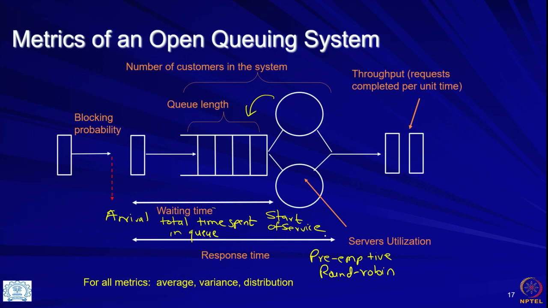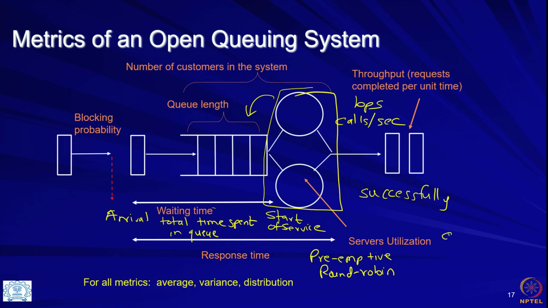Then we have throughput, which is basically the rate at which requests complete successfully. This arrow here shows a successful completion, and the rate at which requests complete is called throughput. This can represent the bits per second carried by a link, or calls per second carried by a cellular network, and so on. Then for the servers, we have a very important metric called utilization. This is the average number of busy servers divided by the total number of servers. So sometimes 50% of the servers are busy or 80% of the servers are busy on average, and that is server utilization.